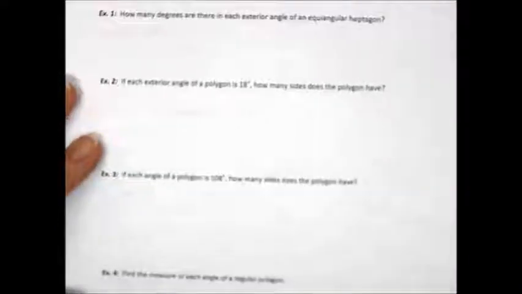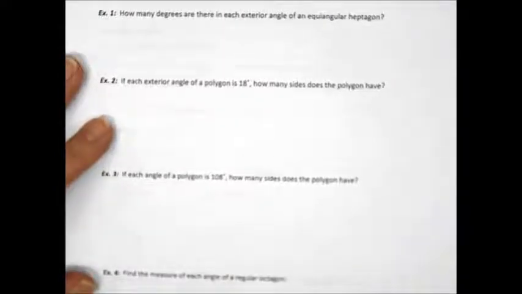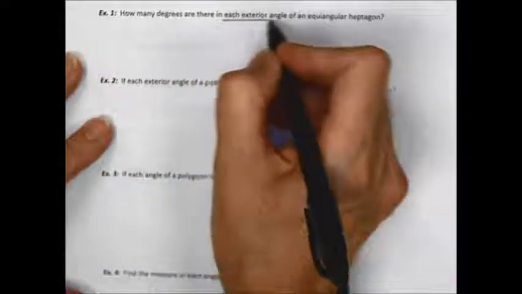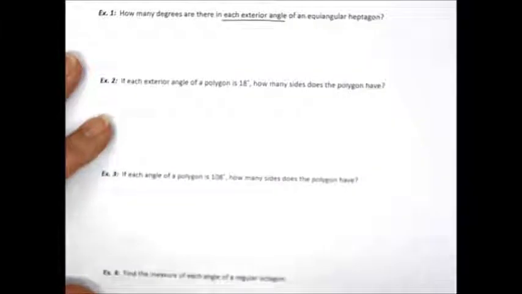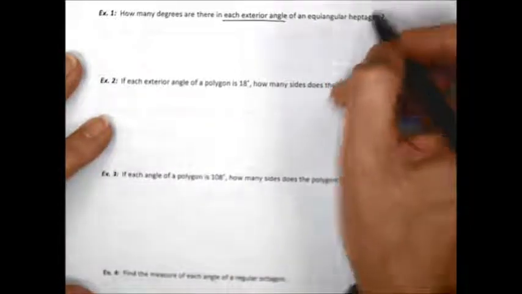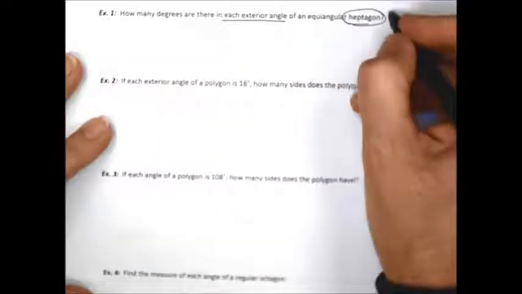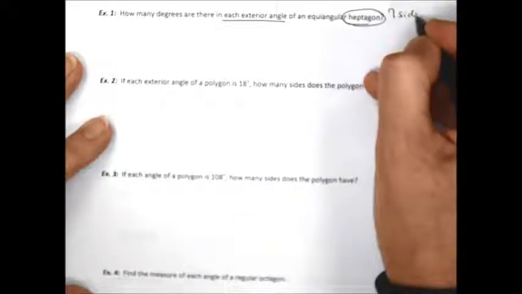Well, let's look at how they can make you apply this. So turn the page here and let's pull up that first example. Make sure I'm on the screen here. All right, how many degrees are there in each exterior angle, so we're not talking about the sum, of an equiangular heptagon. A heptagon, remember, has 7 sides.